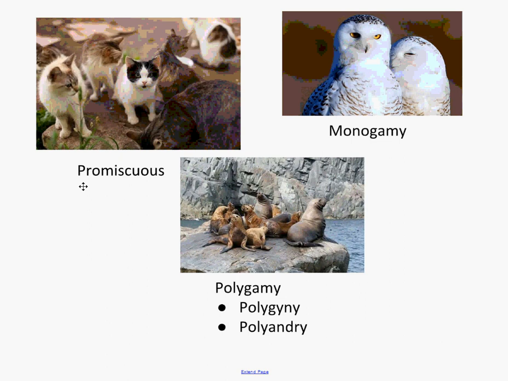And polygamy is where one is mating with many. You can have a system in which there is many females, that is called polygyny, or you can have many females with one male, like you see here with those seals, that one bull male with all those females, or you can have polyandry, which is where you have many males and one female. This would be like bees.